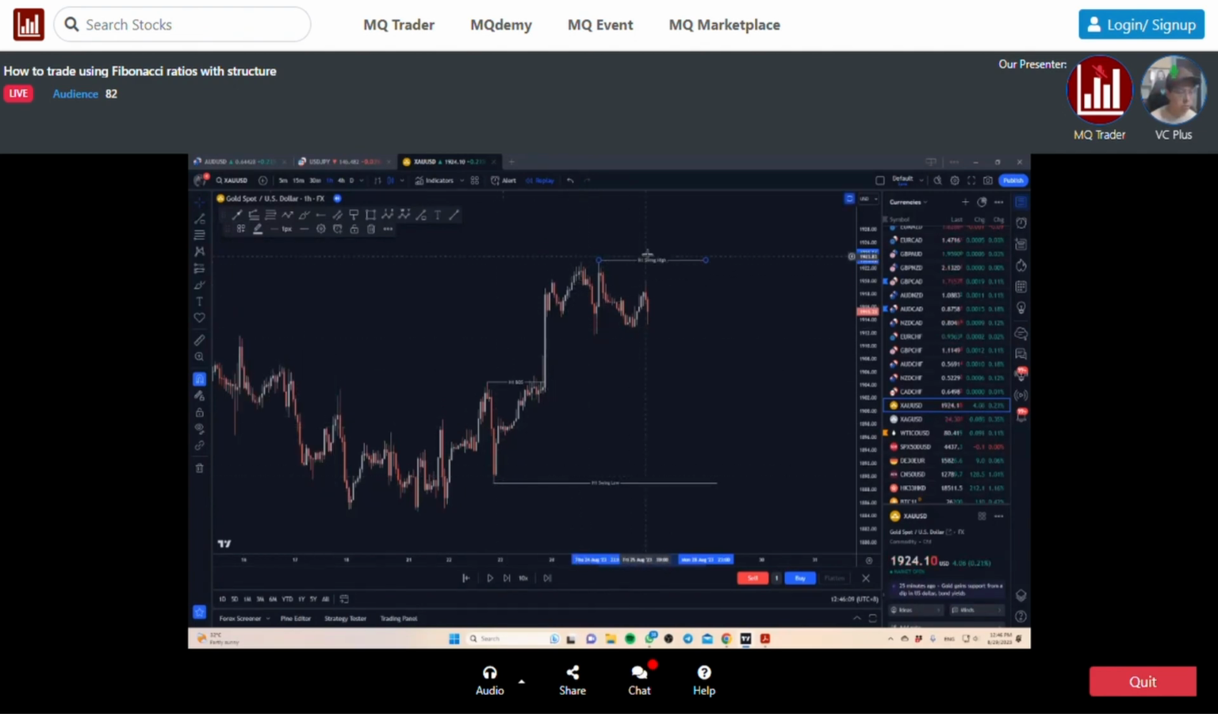So we have a swing low, a swing high, a break of structure, a higher high, and a higher low: bullish market structure. From this perspective, if you want to pull the fibs, I will need to pull from the swing low to the swing high. We're pulling it in the direction of the market trend. The market trend is up, so we pull from low to high.